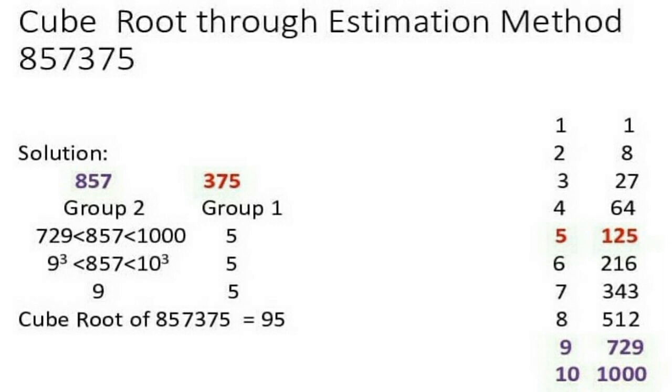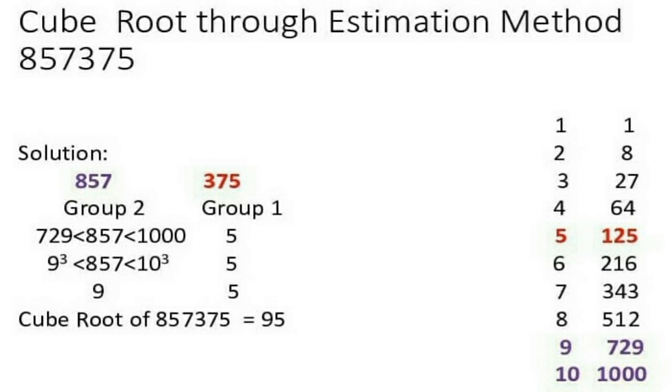See students, the word estimation. What does it mean? A rough calculation, right? So, can we totally depend on this method? No, because the cube root value may differ. So, it is always preferable to find the cube root through the prime factorization method. And now, estimation method. For the estimation method, students, we should know the cubes of the numbers from 1 to 9 perfectly, right?